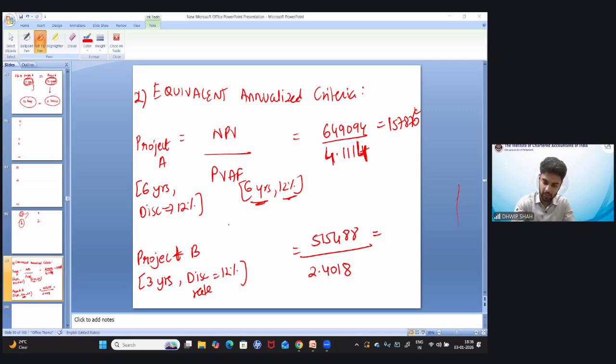Two one four six two five. 214,625. So equivalent annualized criteria says after calculating the equivalent annualized amount, now compare. Whichever amount is more, you should select that project.